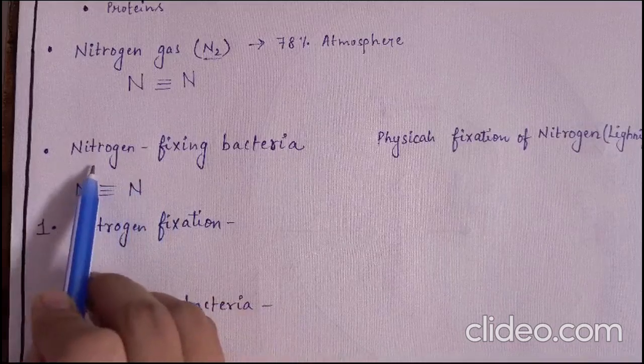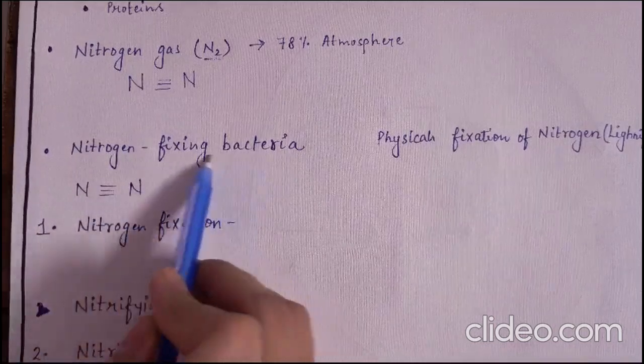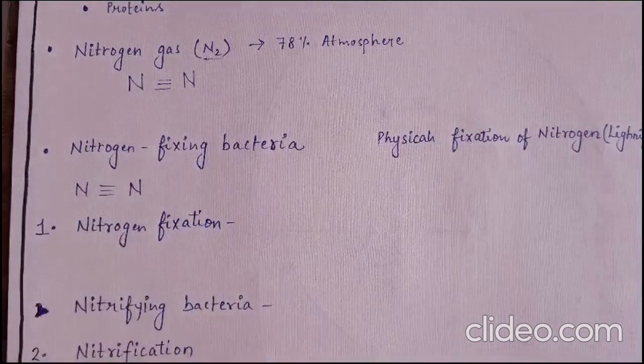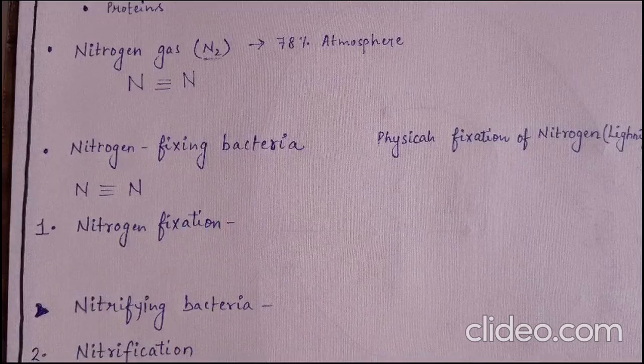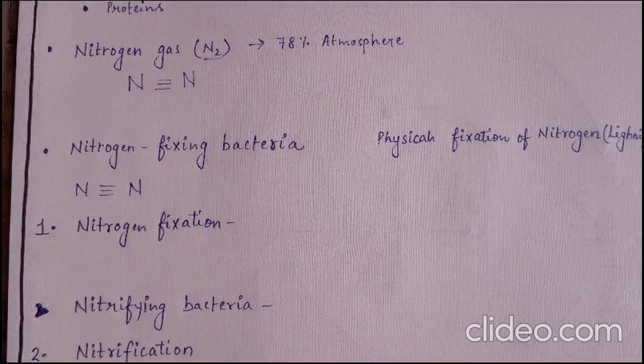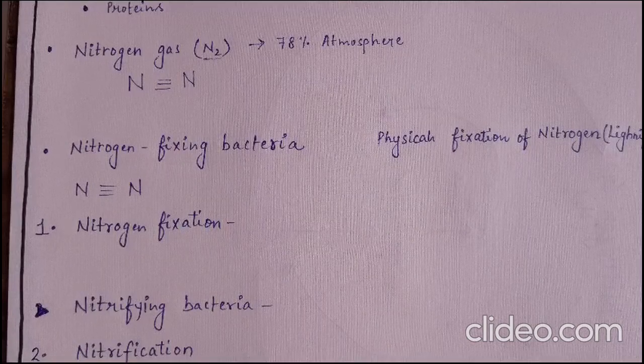Now these bacteria are known as nitrogen fixing bacteria. Can any of you recall examples of nitrogen fixing bacteria? I can give you a hint. They are present in the root nodules of leguminous plants. Any idea? Can you give me just one example?